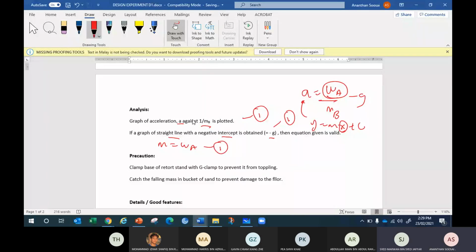You must tell what versus what. You must tell what the gradient is. You must tell what the intercept is. Intercept is negative G. And you must tell what shape the graph is, a straight line. And you get 3 marks for analysis.